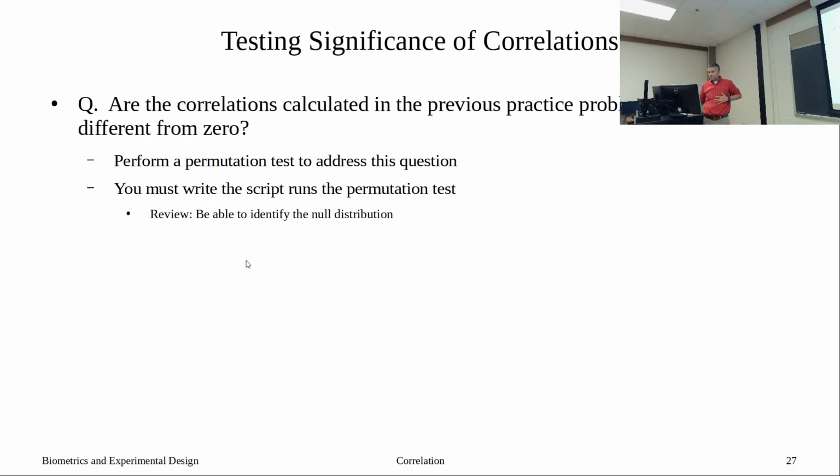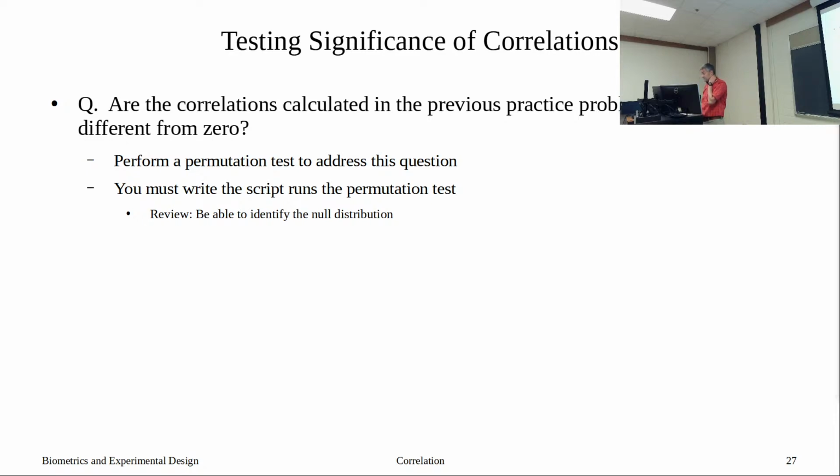So, are the correlations in our previous practice problem significantly different from zero? We know they are based on our assumed standard errors, but we don't know that. So we're going to run a permutation test to address this question. I say you must write the script to run the permutation test. However, on Blackboard I posted it, right? Did you notice it? cor.perm.test.r.